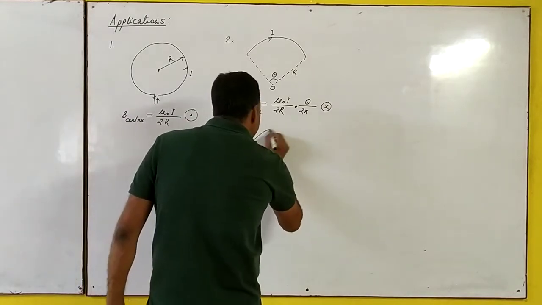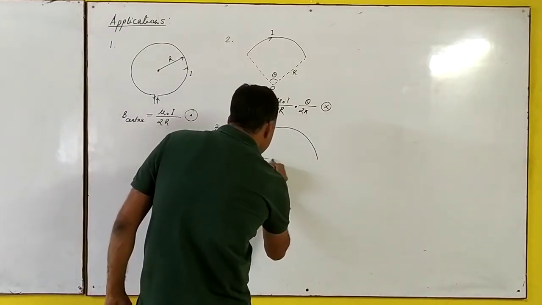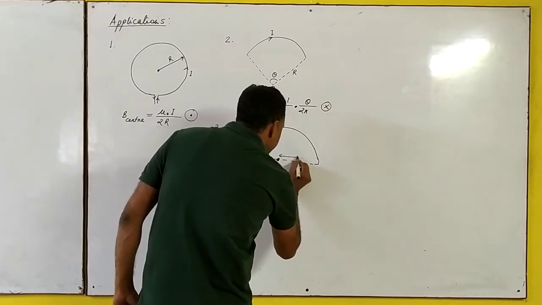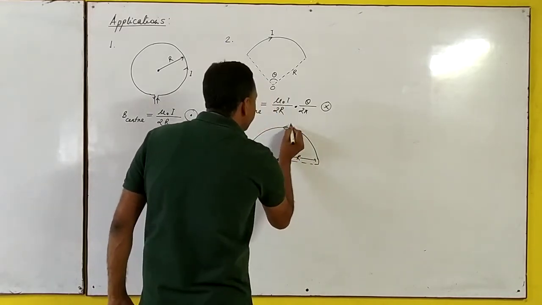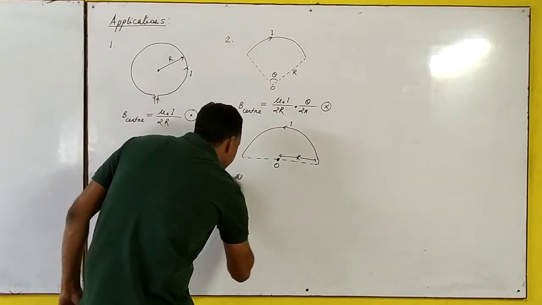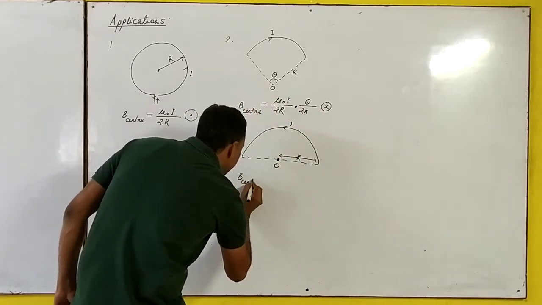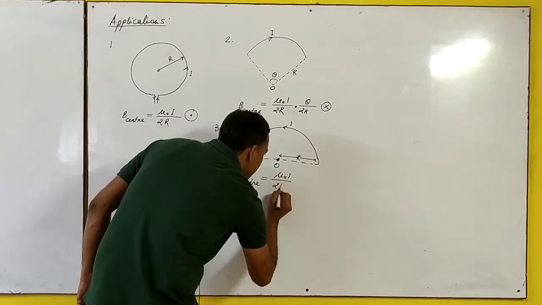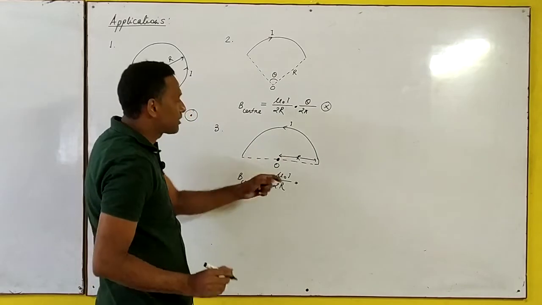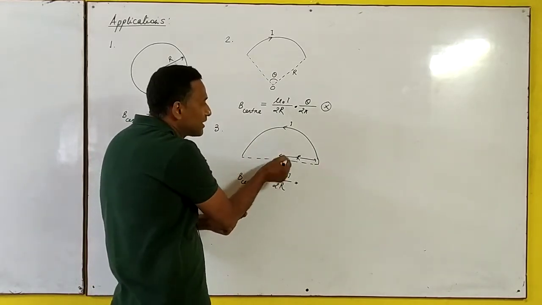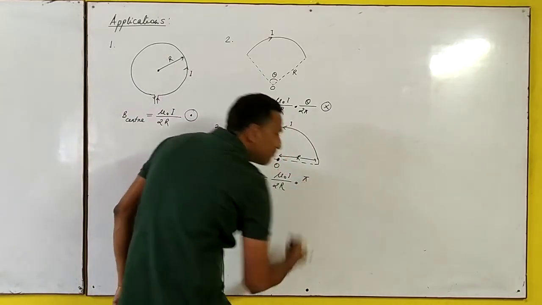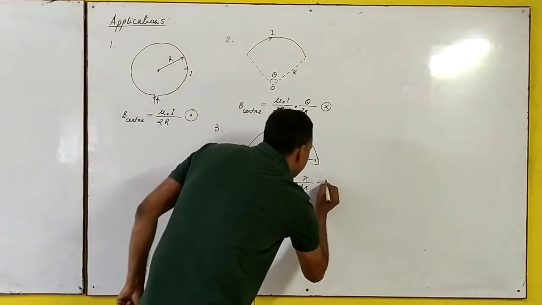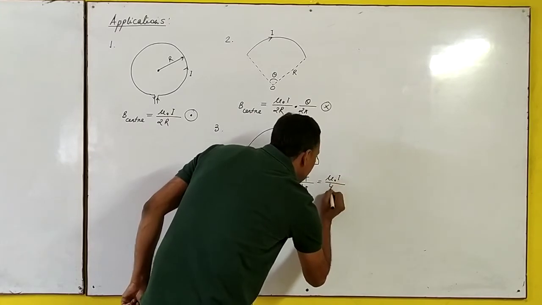Now number 3, you see. If it is a semicircle, this is the center, R is the radius, I is the current flow. If I ask you what is the magnetic field at the center, the formula you know: mu naught I divided by twice R, times theta divided by twice pi. If it is a semicircle, what is the angle subtended? It is pi. So for theta you will write pi divided by twice pi. So pi cancels, 2 into 2 is 4. So it will become mu naught I divided by 4R.